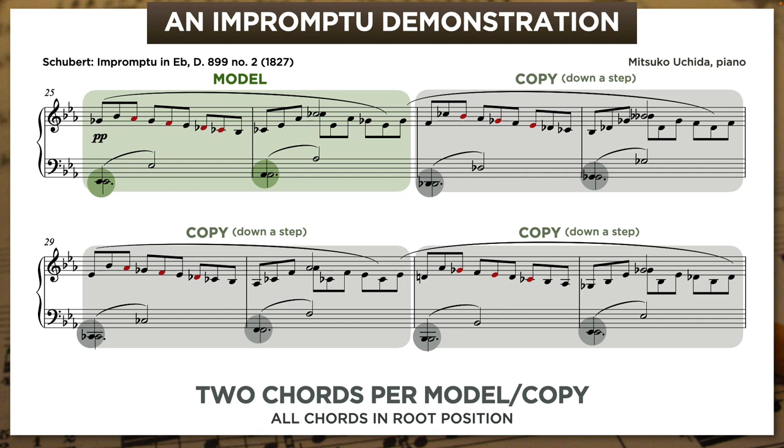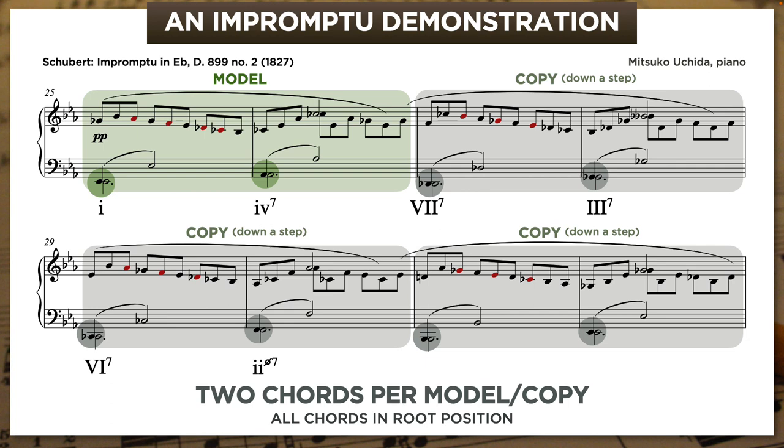We start with I and IV7. And then we move those down by step to vii7 and iii7. And then vi7 and ii7. And finally V7 and I.